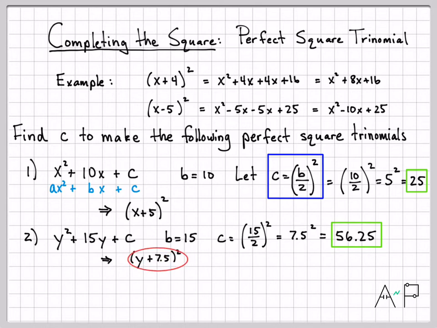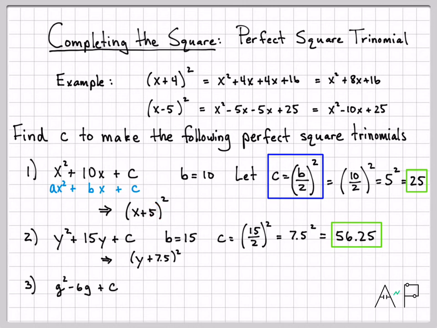And hopefully you can kind of see what happens. The final thing that we end up with is always this value right here. 15 over 2 is 7.5, so that's why I have a 7.5 there. In this case, 10 over 2 is 5, so that's why I had an x plus 5 right here. Let's go ahead and do one more.